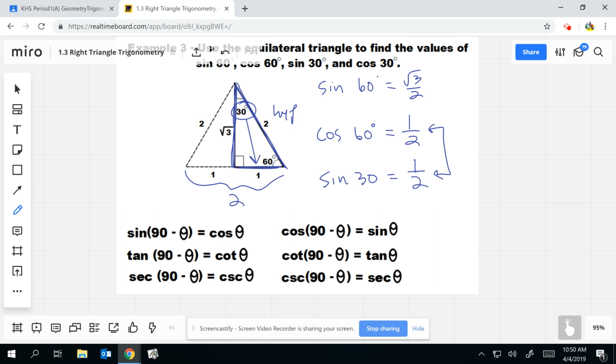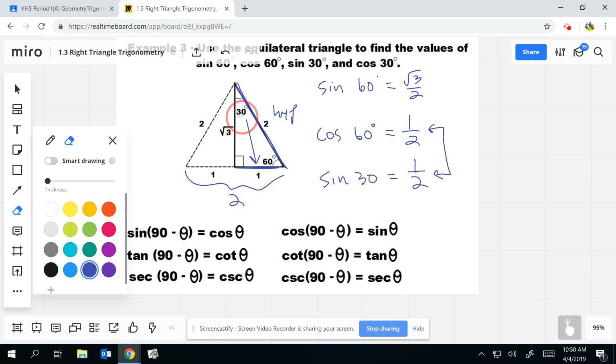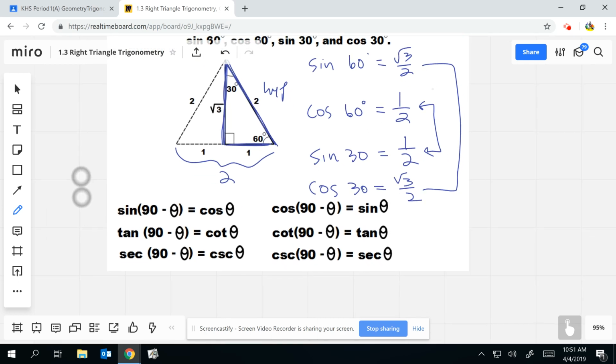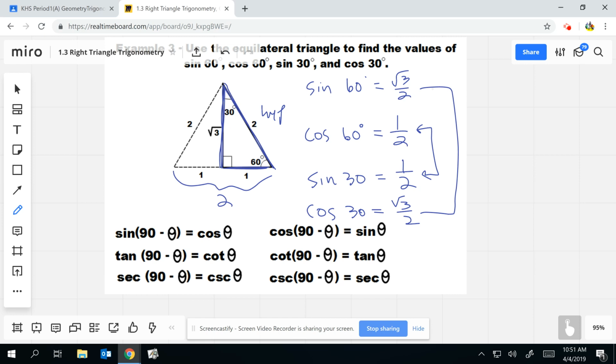The last thing they want next is the cosine of 30. Okay, so cosine 30. We would do our adjacent to 30, which is the radical 3, and the hypotenuse of 2. Notice those two are the same. So what they're trying to show you in this little triangle here is that the sine of one angle is going to equal the cosine of its complementary angle. These are called complementary angles when they add up to 90.